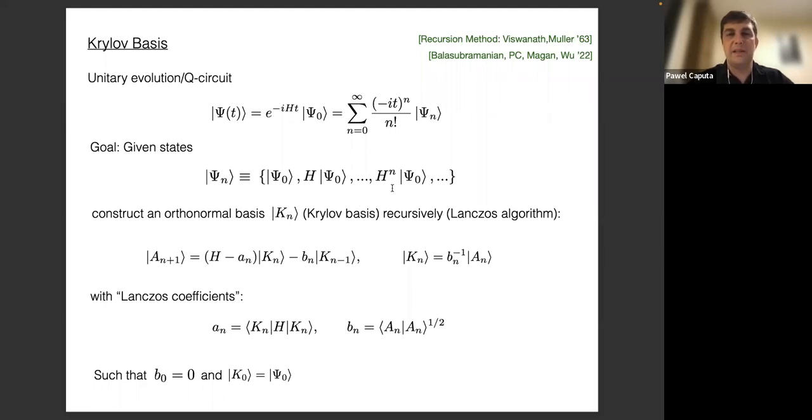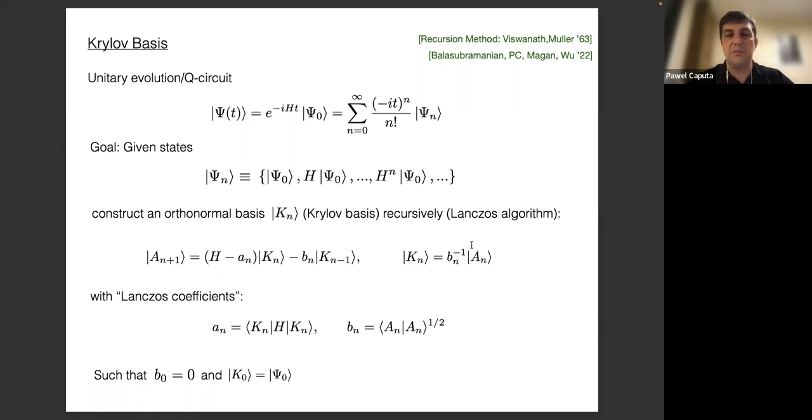This basis is usually built by the so-called Lanczos algorithm, but you can just think of it as taking this Krylov subspace, so psi 0 and all the powers, and step by step, recursively constructing the basis using Gram-Schmidt orthogonalization. As you can see, this is done recursively: we start with the Krylov basis vector Kn, apply the Hamiltonian h, subtract some coefficient an, and also subtract the basis vector Kn-1 with some coefficient bn, and then we normalize. We define Kn+1 as this vector An normalized by bn+1 to the -1.